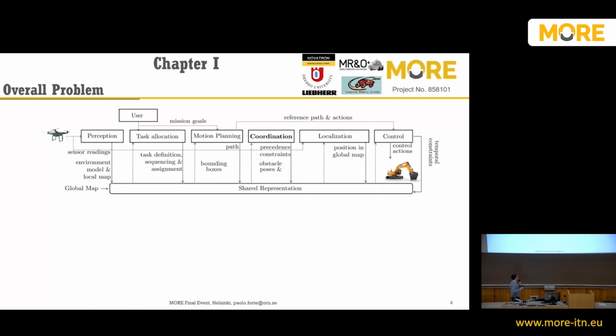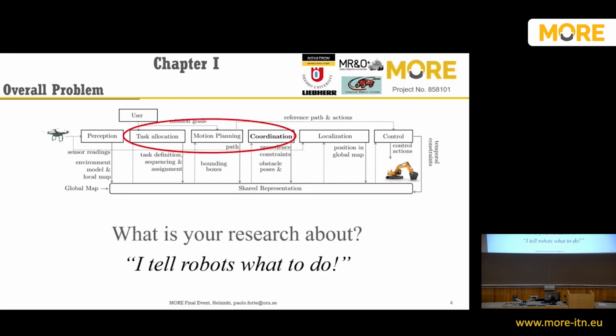In our project, each of us focuses on a different problem. Some focus on localization, on mapping, on control, and so on. And of course, I'm focusing on just one part of this, and that is the task allocation, the motion planning, and the coordination problem. Practically, what I'm doing, in one sentence, is I tell robots what to do and why they need to do it.